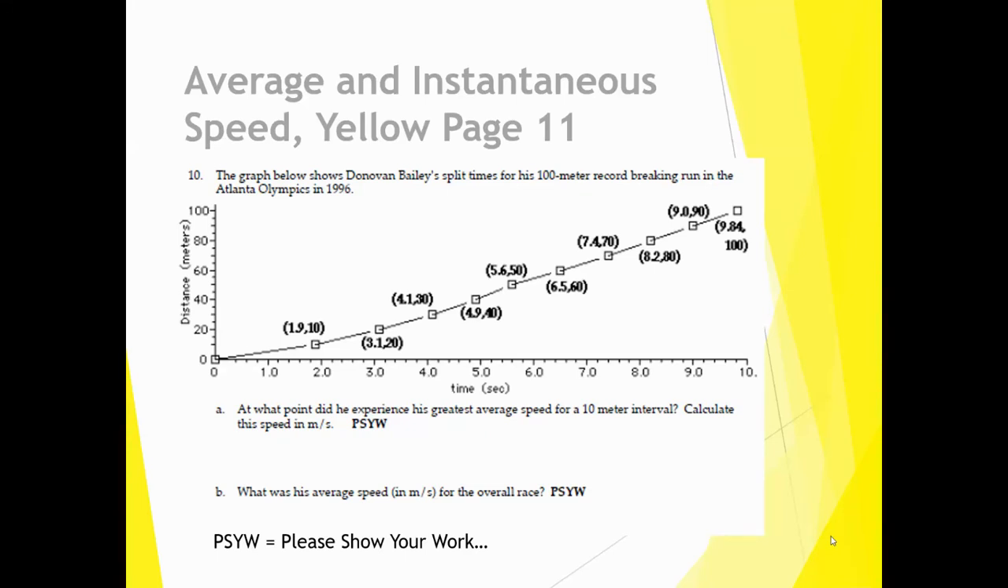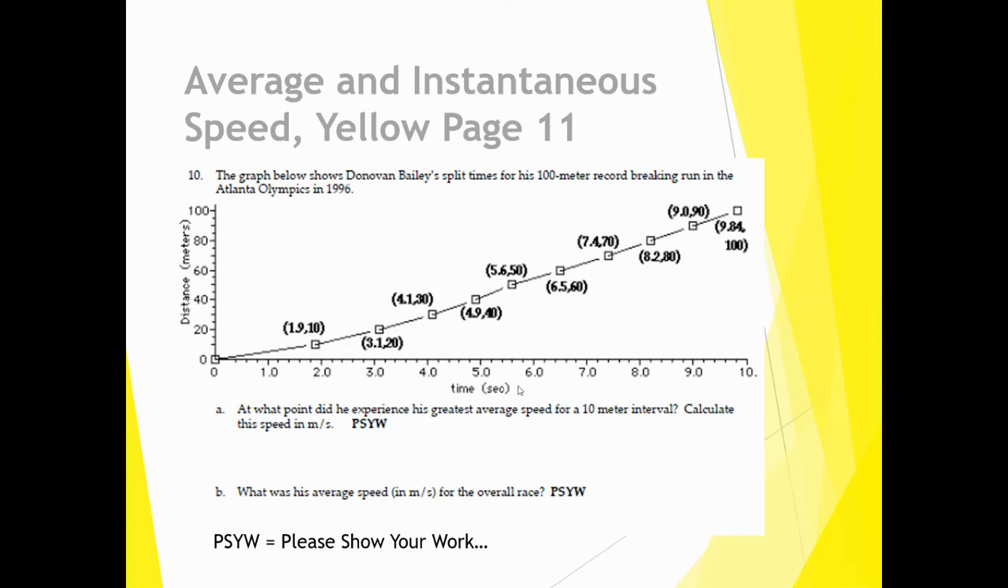So now I want to do the second problem on page 11. This one was going to take a little bit more time than I wanted to put in on the last video. That's why I split this up. This one shows the similar type of information, but it's only in a graph. So this shows Donovan Bailey's split times for his 100-meter record-breaking run in the Atlanta Olympics in 1996.